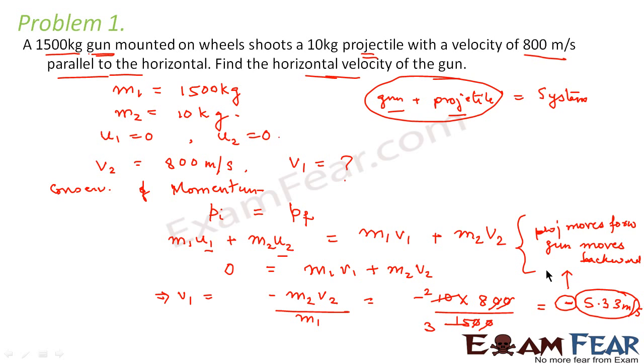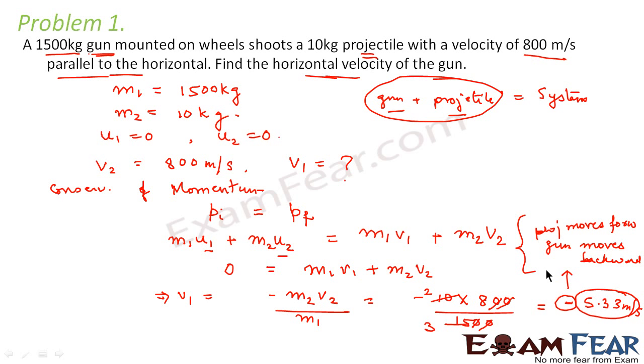So whenever you are given a problem on conservation of momentum, it is very important that you understand the problem, you understand the event which is taking place, and then try to find the values of the velocities before the event and the velocities after the event. In this case, what was the event? The shooting of the gun was the event.